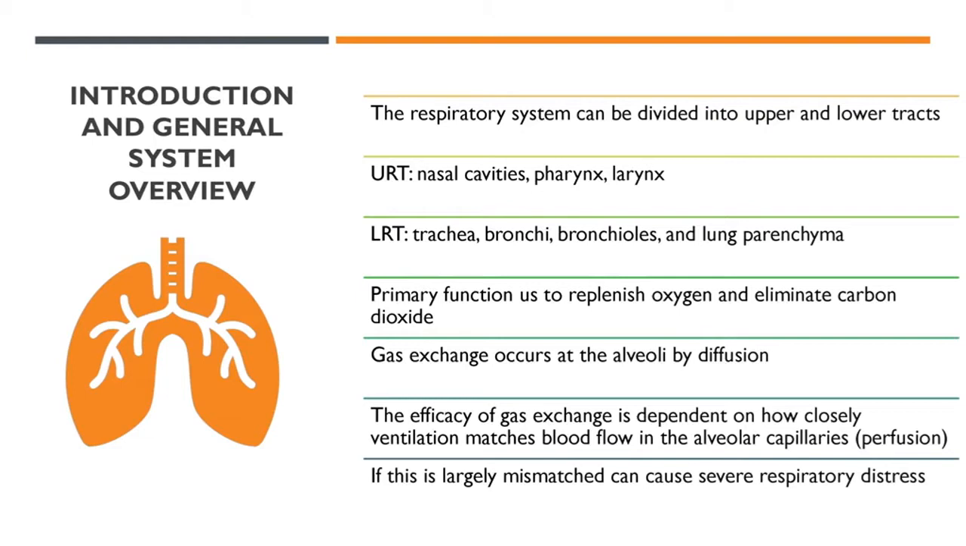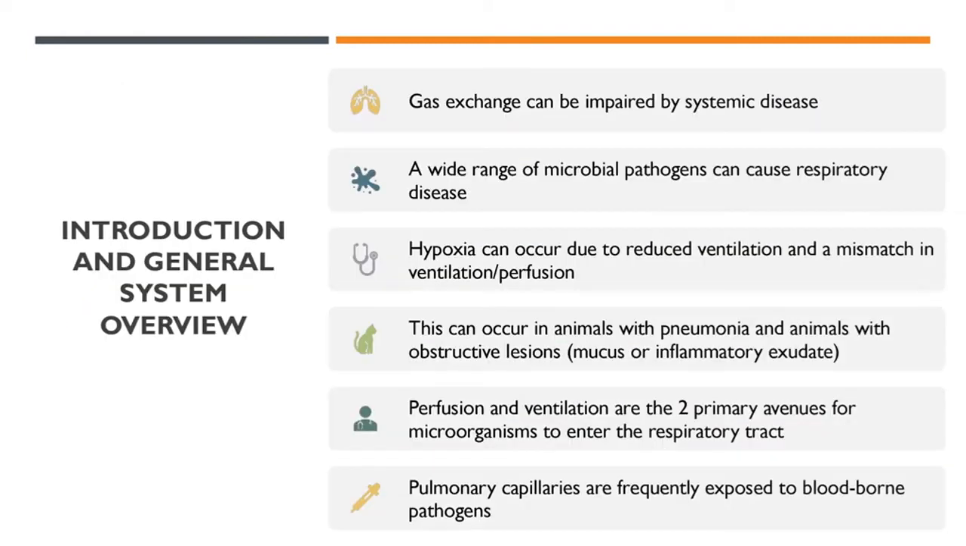The efficiency of gas exchange is dependent on how closely the flow of air in the alveoli, or ventilation, matches the flow of the blood in the alveolar capillaries, or perfusion. A mismatch of ventilation and perfusion is the main reason for impaired gas exchange in diseases of the respiratory system, and when this mismatch is very large, it causes severe respiratory distress. Gas exchange can be impaired by disease processes in the blood or in the cardiovascular system, as well as by disorders of the respiratory tract.